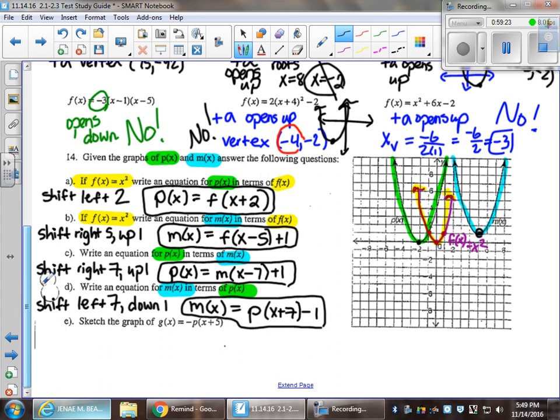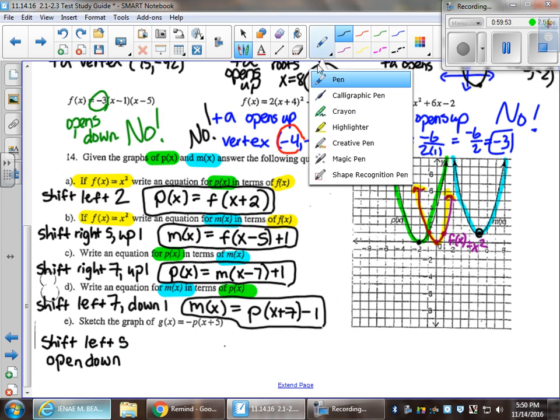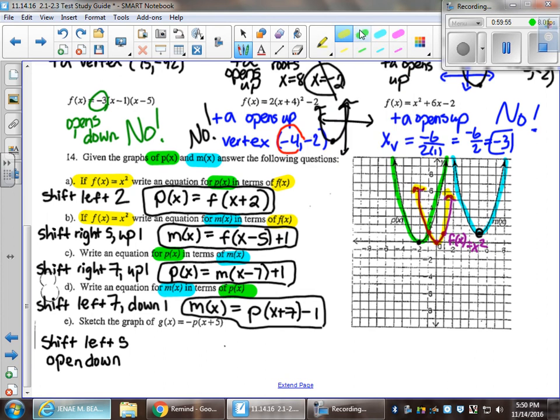All right, last but not least, sketch the graph of g of x equals negative p of x plus 5. So in words, write down what your transformations are. x plus 5, that tells me a shift left 5, because again, there's a negative 5 that got plugged in there, and it's now going to open down, a reflection over the x-axis. Notice the starting function. We are making a change on p. See, p right there? So that's how I know where to start.